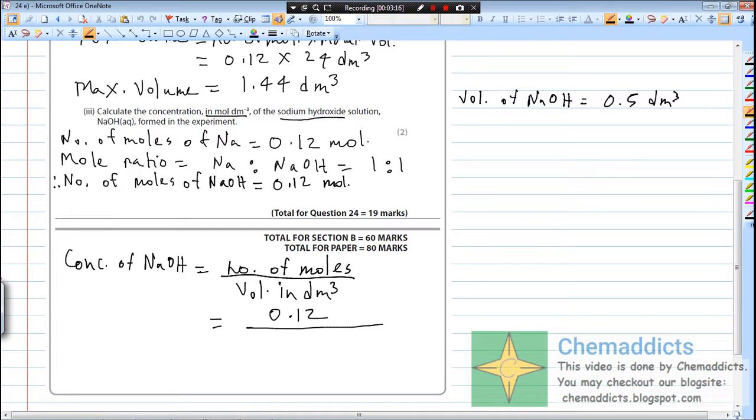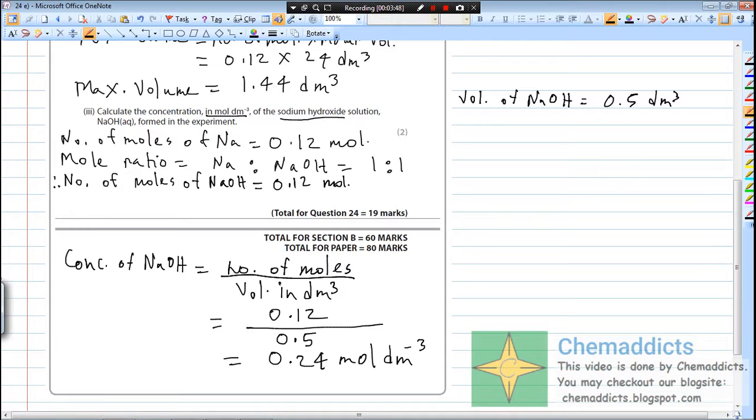Since the number of moles of sodium hydroxide is 0.1, and the volume is also known, we know the number of moles of sodium hydroxide and we also know the volume in dm cube. So if we calculate, we will find that this should be 0.24 mole per dm cube.